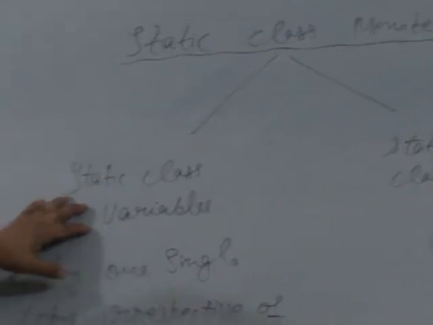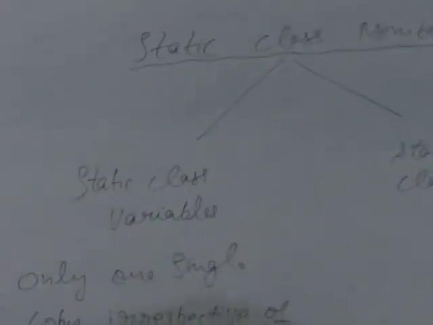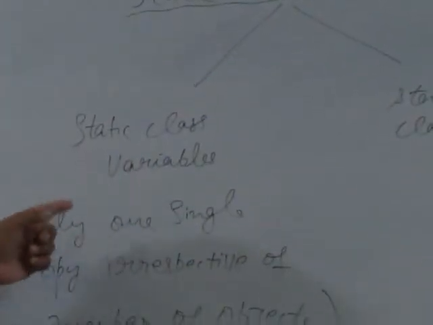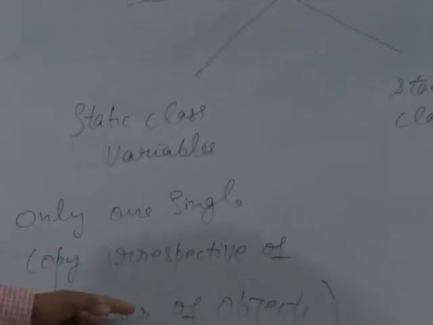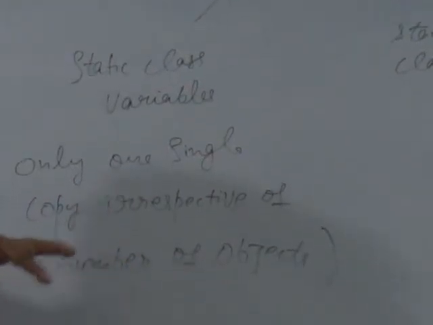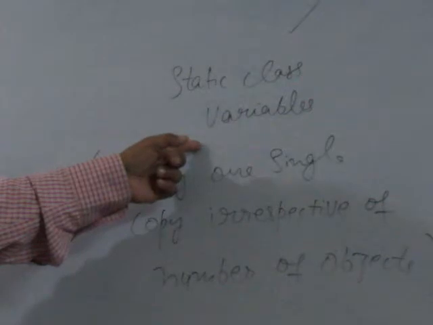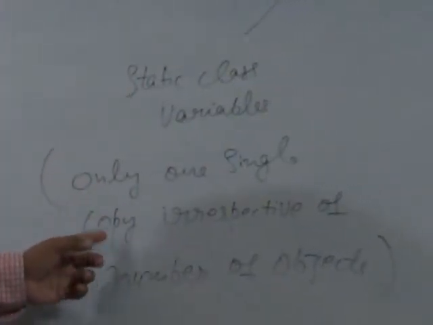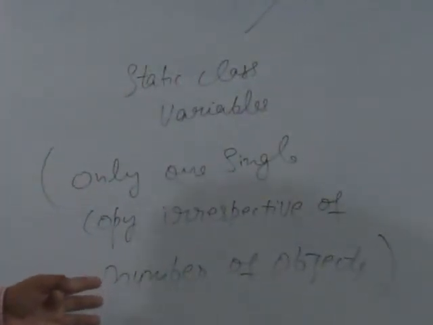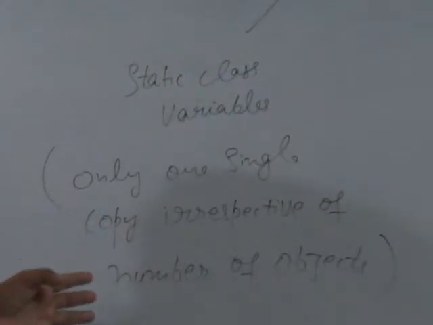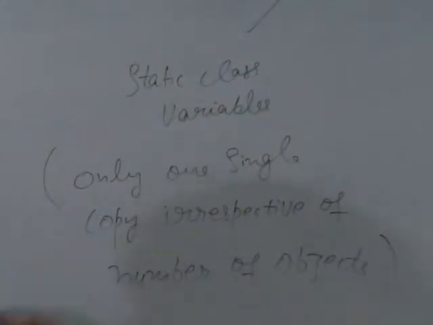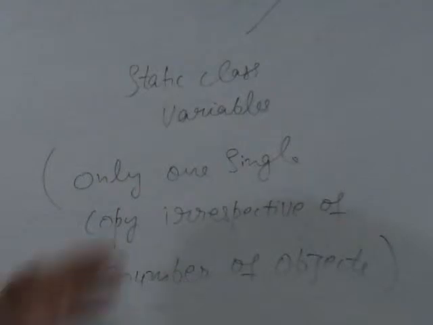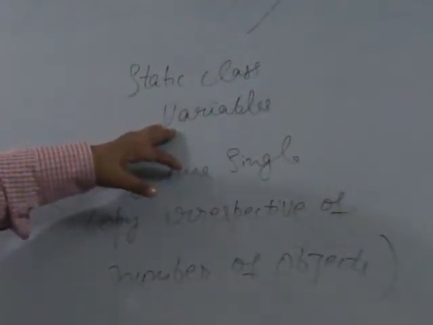Static class variables, that is static data: we have only one single copy of a static variable irrespective of the number of objects. As you know, we have as many copies of instance variables as the number of objects. But a static class variable will have only one single copy of its value in memory, and that will be shared by all the objects. Static class variables are also called non-instance variables.